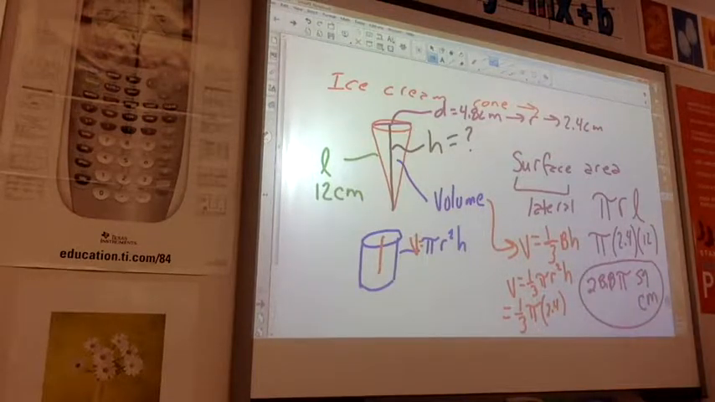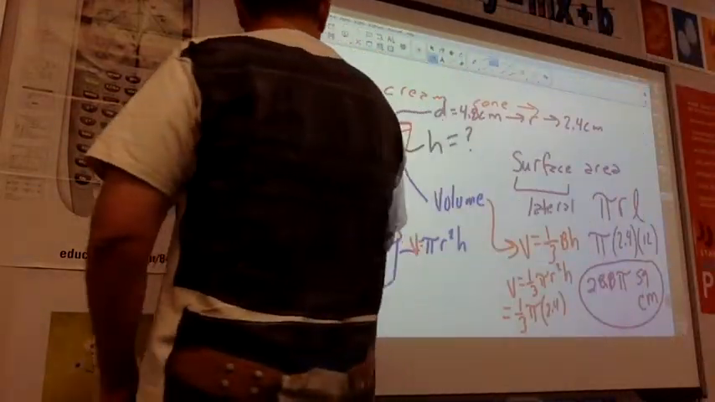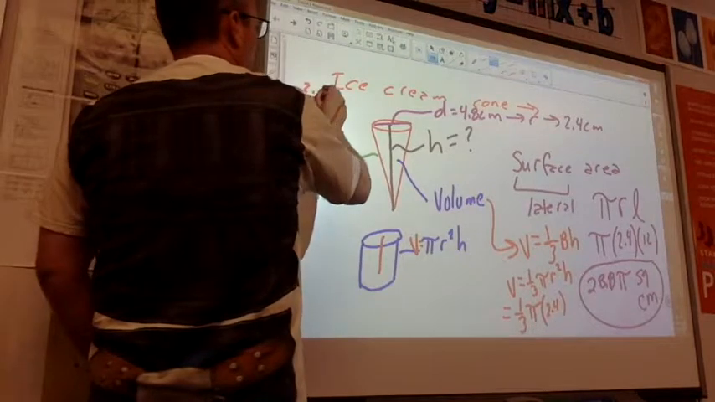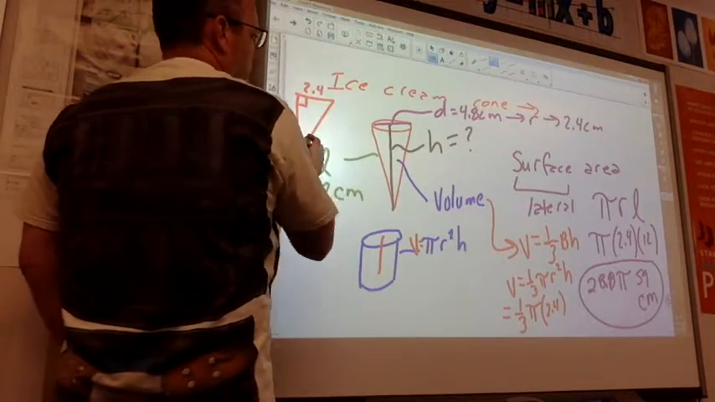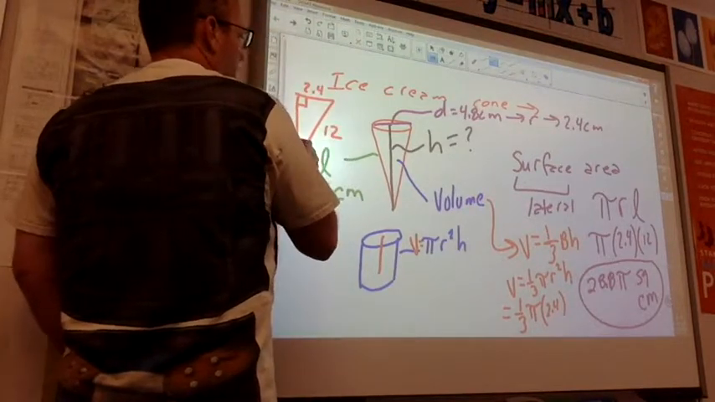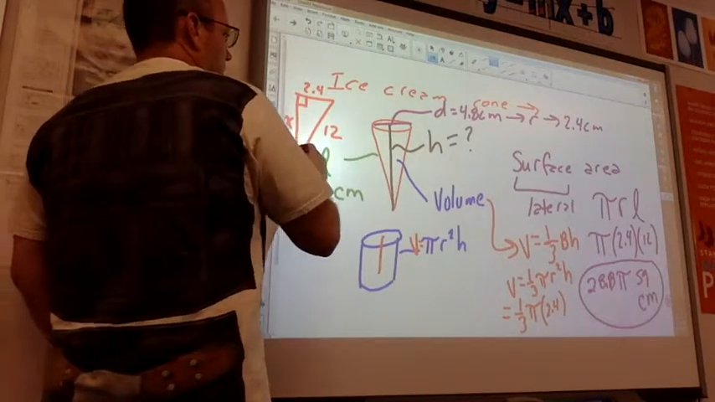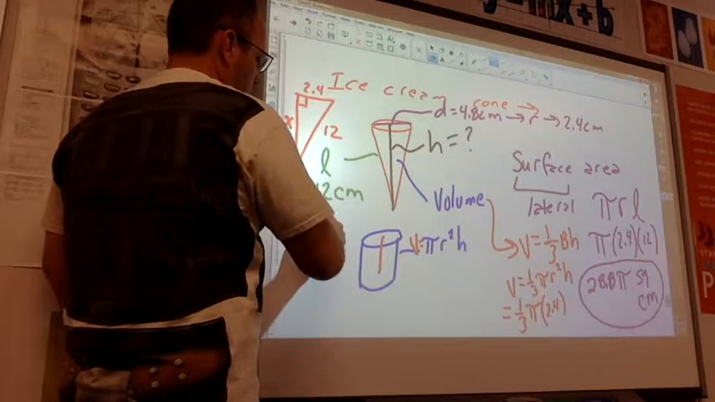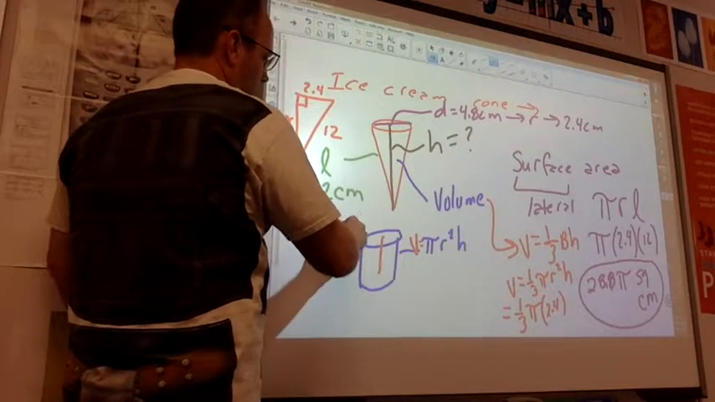Do I have the height yet? No. Let's pull out that triangle. I have a radius here of 2.4, and my slant height of 12. So I don't know what this is. So Pythagorean theorem, you've got to help me out. I don't have the math skills. x squared plus 2.4 squared equals 12 squared.